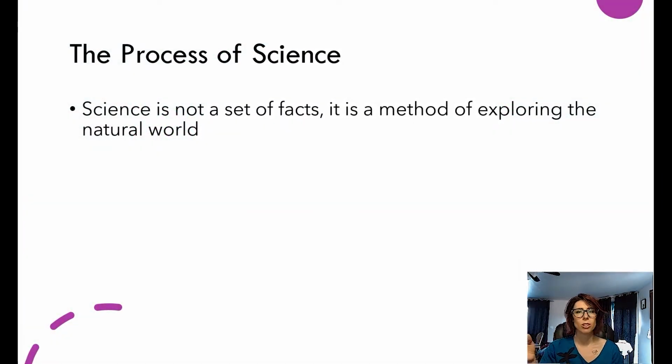All right, so to introduce science, science is not a set of facts. We usually think of it as a set of scientific facts, but it's not. It's a method for exploring the natural world. We can learn facts using the scientific method, but the facts may change. They might be adjusted in light of new observations made through the scientific process. And change is good, right?